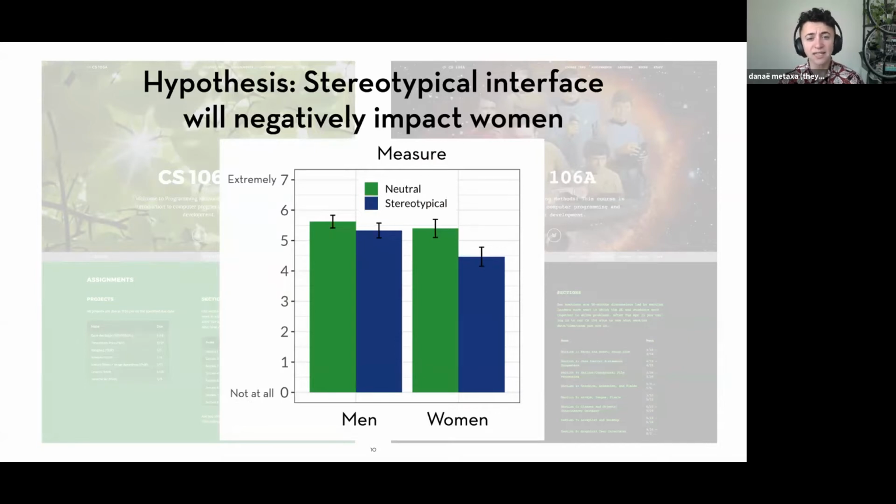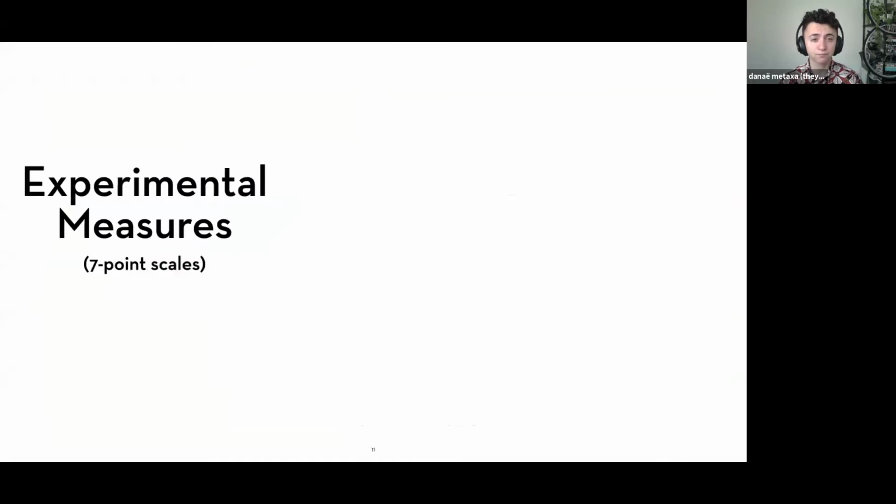I expected there would be very little difference between those two bars for men, that's the pair on the left, pretty comparable height, but that for women, that's the pair on the right, the stereotypical interface I hypothesized would have this negative impact. And on the y-axis here is a 7-point Likert scale for each of the experimental measures.